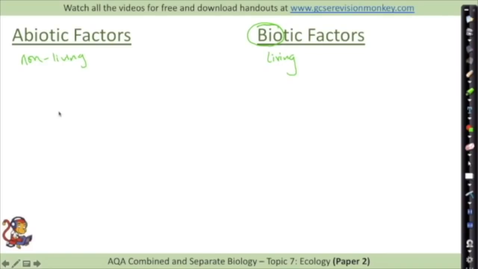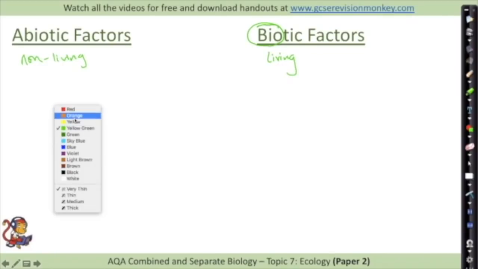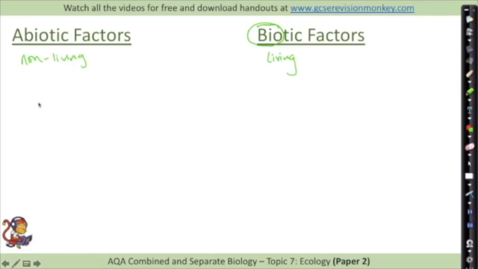So the non-living factors that might affect a community are things such as anything to do with weather really, so the temperature, the rainfall, or maybe humidity or something like that, the light availability, anything really to do with the weather conditions, because they are non-living factors. They could affect all the individuals living within a community.